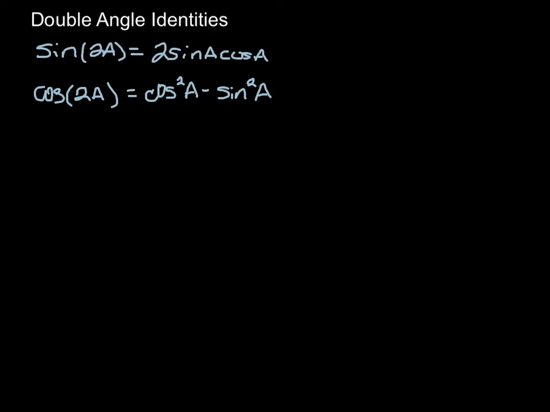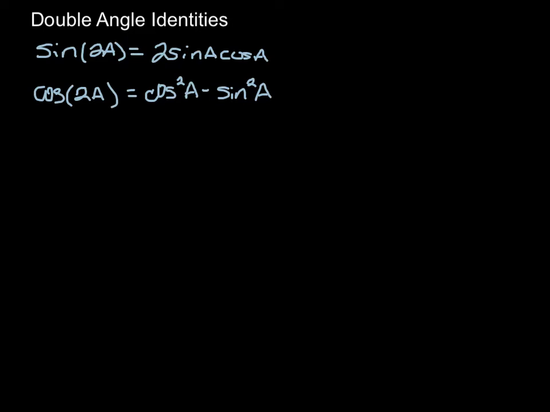Alright, ladies and gents, this video is about our double angle identities. We've seen just regular sum or difference identities, like cosine of A minus B is equal to whatever. So these are our two identities that we're dealing with today. Sine of 2A equals 2 sine A cosine A, and cosine of 2A equals cosine squared A minus sine squared A.